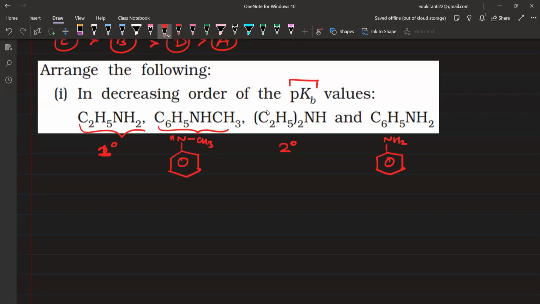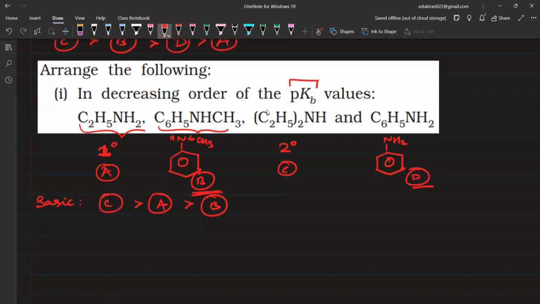Obviously, which will be the most basic if I am talking about the basic nature? The 2 degree will be the most basic. Let me name it A, B, C, and D. So C is going to be the most basic. After that, we will have obviously the amine, that is A. Then if I compare B and D, look at B, B is attached with CH3 group. Now this CH3 group is going to give electron density. That is why we'll have B as the next basic, and the least basic will be D.